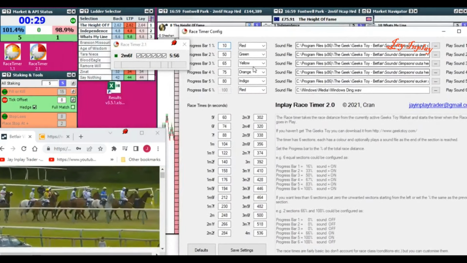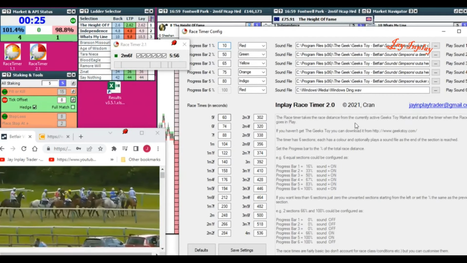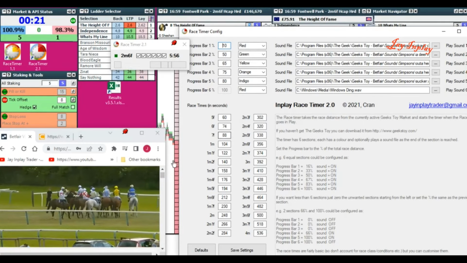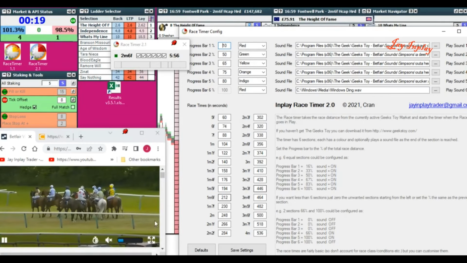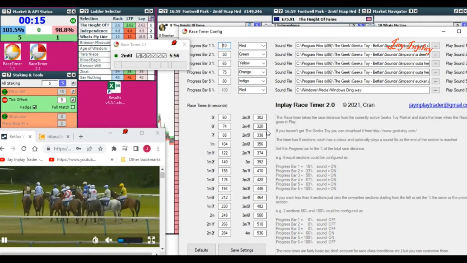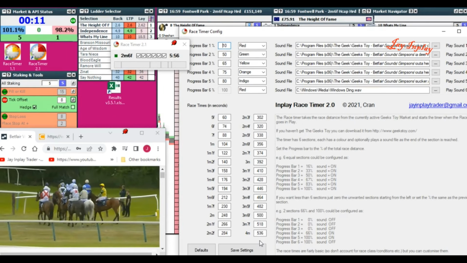You can set where you want your alarms to be throughout the race. This one has 6 timers on it with audio alerts and visual alerts. And also, if you wanted to, you could change the time for the races. These times here, the defaults, are the average time for each distance.